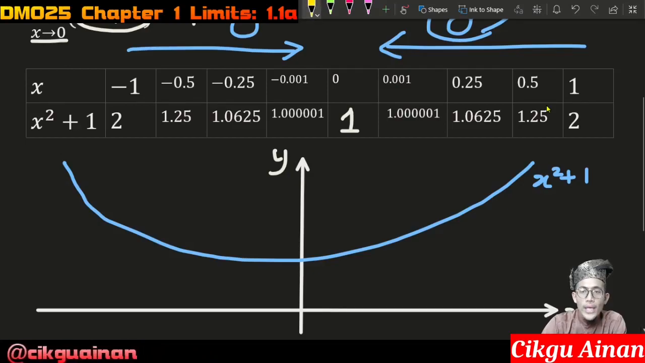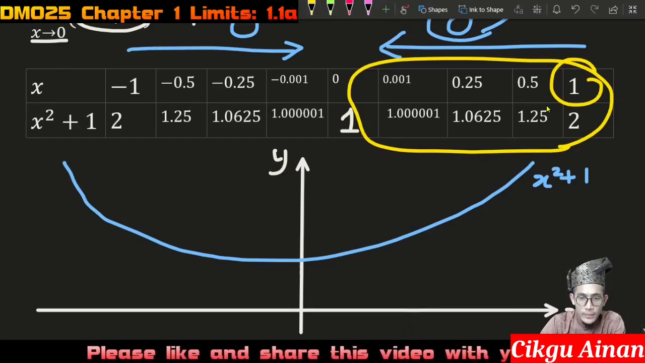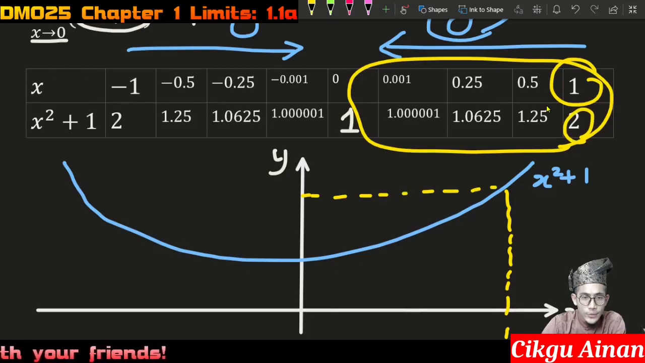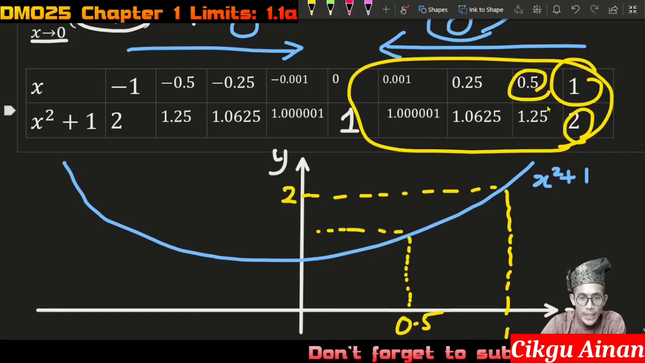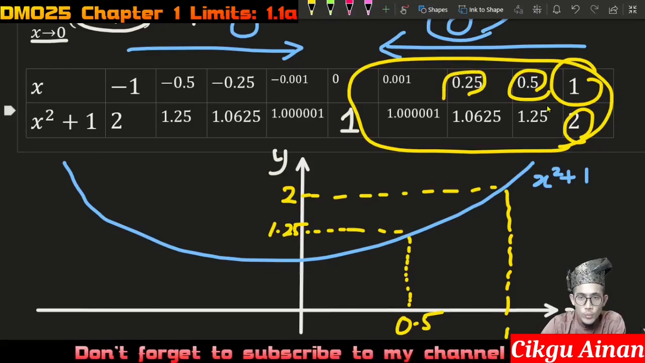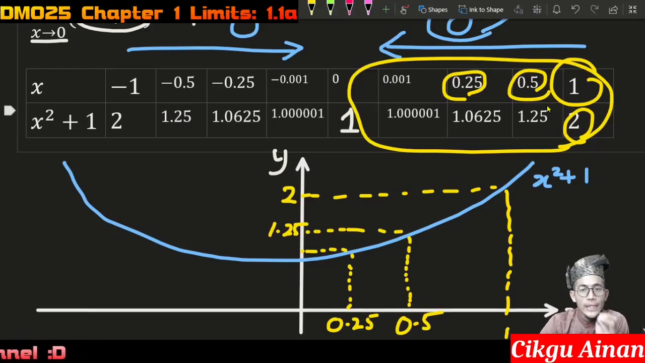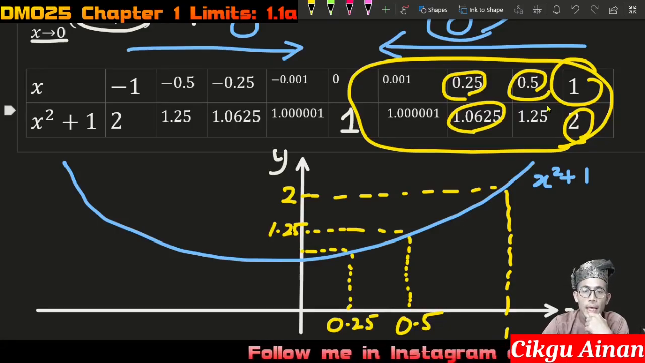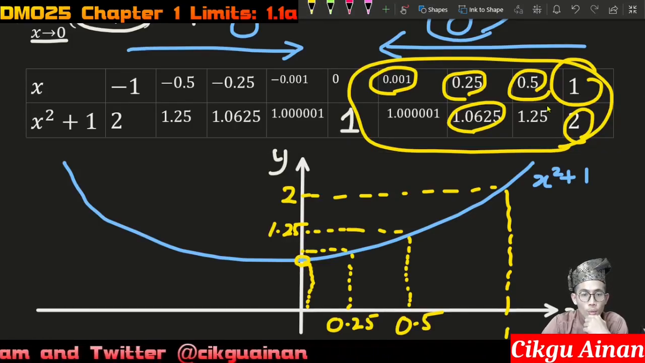Now where is 1? When x is 1, it is over here. So when x is 1, what is the value of y? The value of y is 2. Now when it's half, half is somewhere here. What is the y? y is 1.25. And then 0.25 is half of it. Now you see over here, the value tends to get smaller. The value is 1.0625, but I cannot write it over there because it doesn't fit. Then 0.001 is somewhere here, so it gets closer to the value of 1 over here.